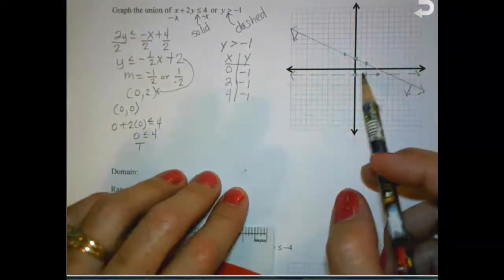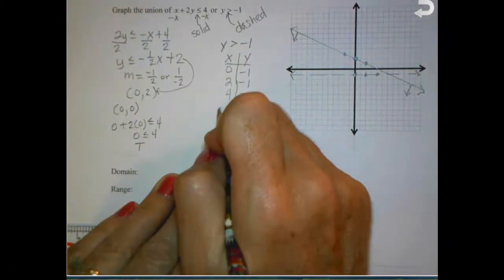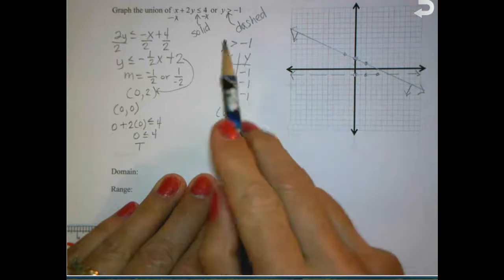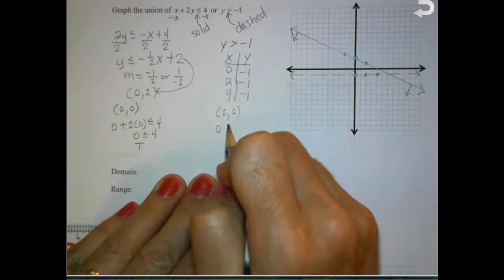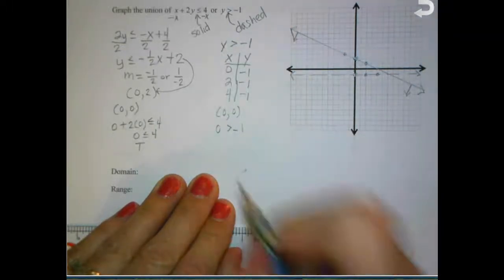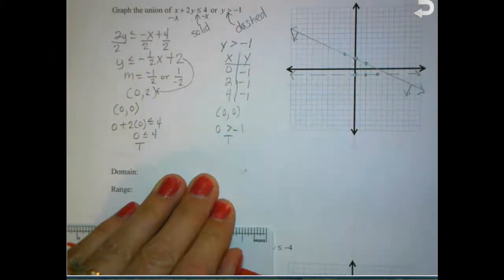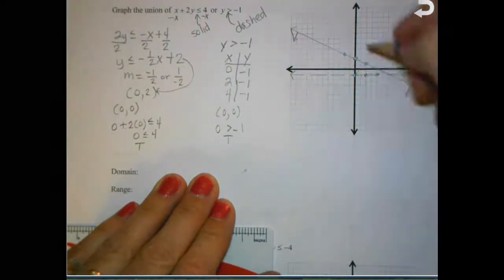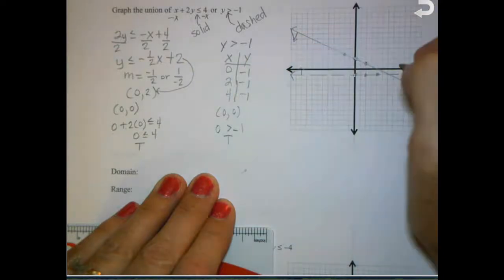And now this one, I can also use (0, 0) as my test point. So 0 is greater than negative 1. That's true. So I am going to include the 0. So I'll put a little arrow this direction, arrow this direction.